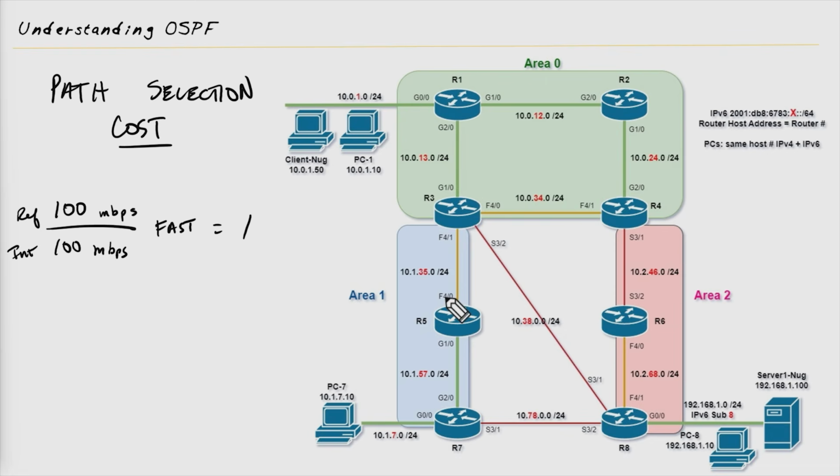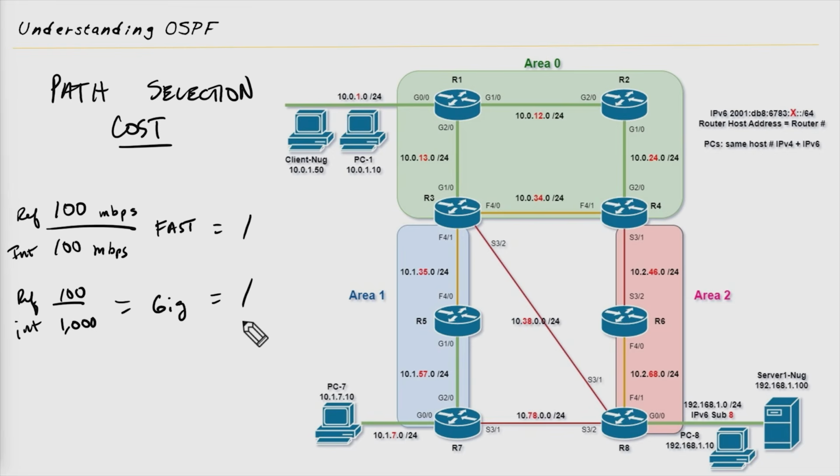Well, let's go ahead and do that same math with gigabit. So the reference bandwidth, again, is 100, and the interface bandwidth is 1,000, meaning 1,000 megabits per second. 100 divided by 1,000 is 0.1. However, we're going to round it up. So for Gigabit Ethernet, by default, if we're using the default reference bandwidth, the cost of a gigabit link is 1.